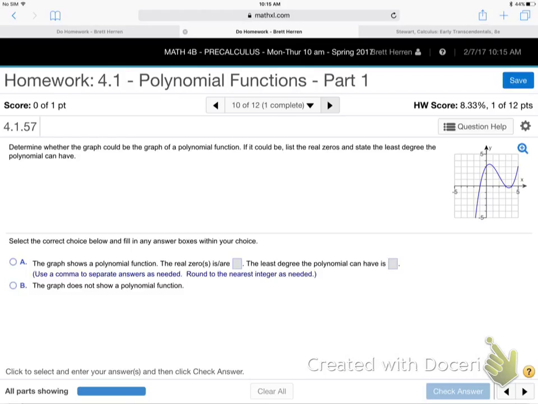They're going to ask us all these funny questions about polynomials. It's good, though. It makes us think about polynomials. So basically, they're giving us the graph.